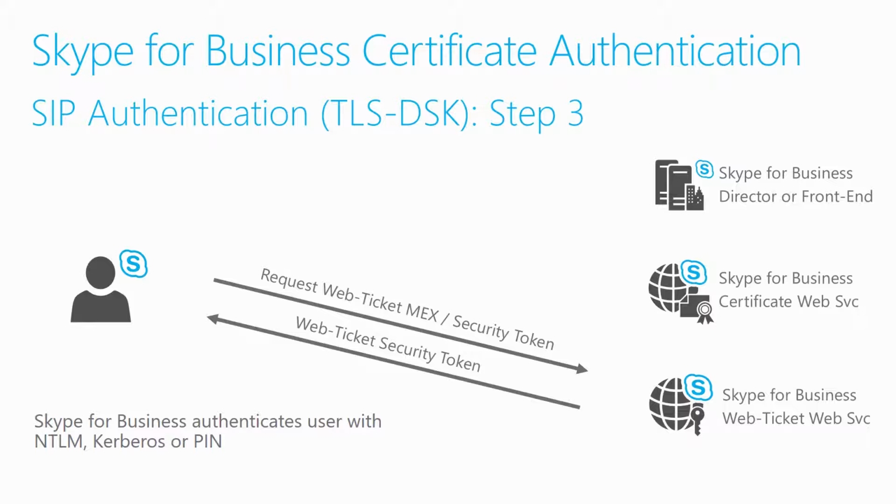And we can use here NTLM, Kerberos, PIN, or what we can use actually in addition as well is the TLS-DSK certificate if we got one from a previous sign-in. But well, actually in this example, since we want to get a certificate, probably we don't have one. But in general, when we go to the web ticket service, because maybe we need to query the address book, then we would also be able to authenticate with the TLS-DSK certificate.